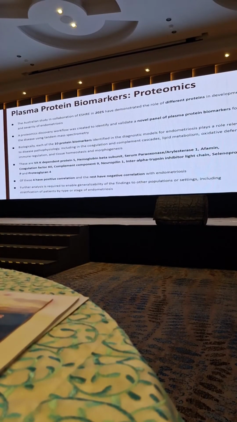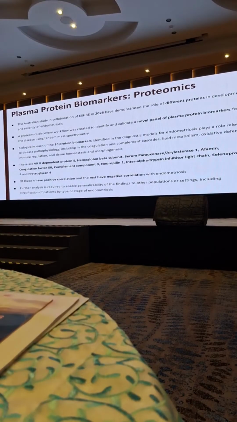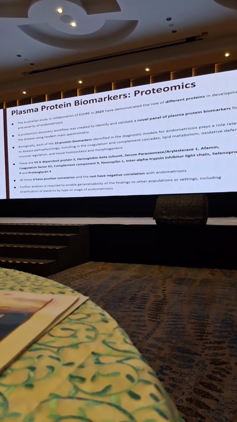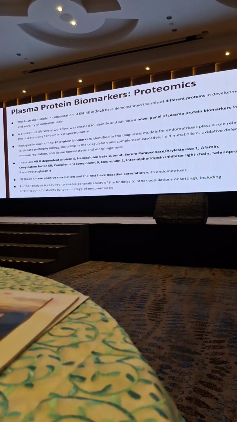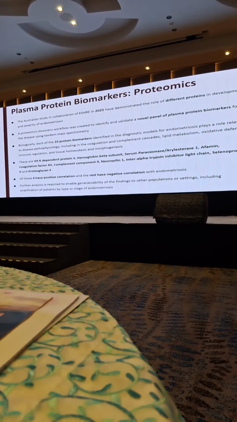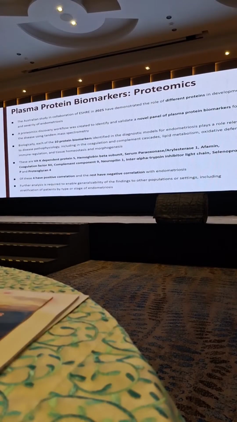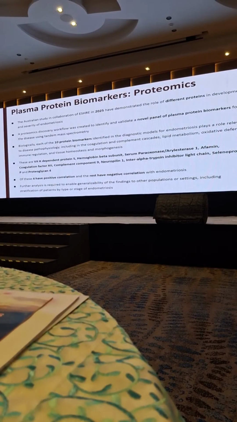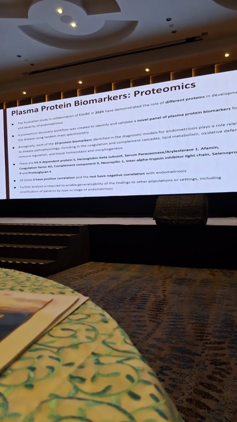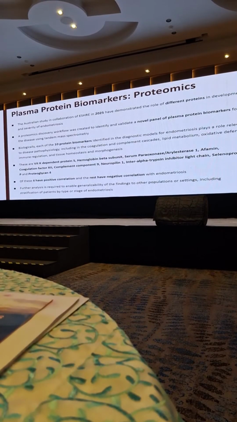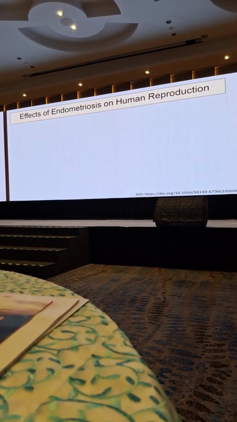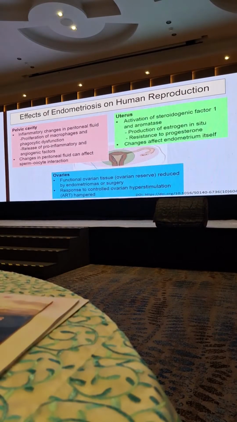Last but not the least are plasma protein biomarkers. Our Australian study is in progress, and they have identified 10 different protein biomarkers, of which 4 have a positive correlation and the others have a negative correlation, in making a diagnostic test for early diagnosis of endometriosis in a non-invasive way. So these were the recent advances in the diagnosis and screening of endometriosis, which is very important, particularly for the young woman.